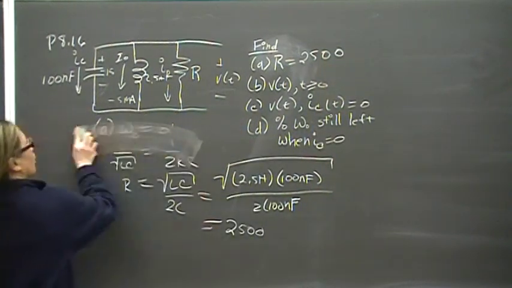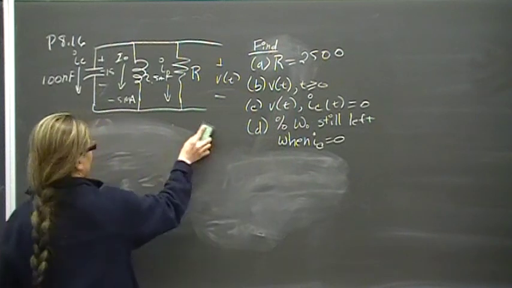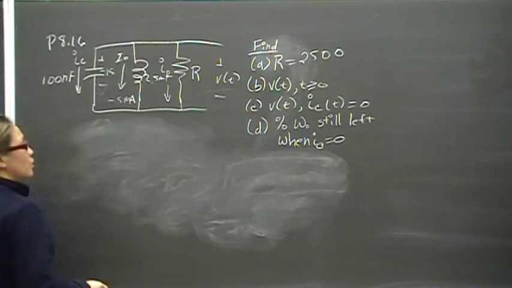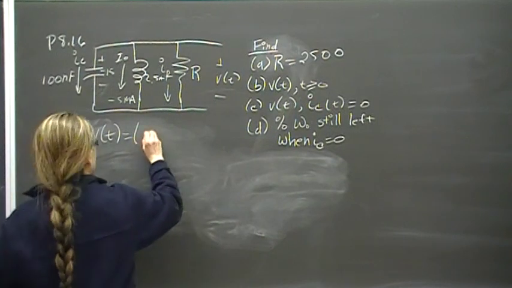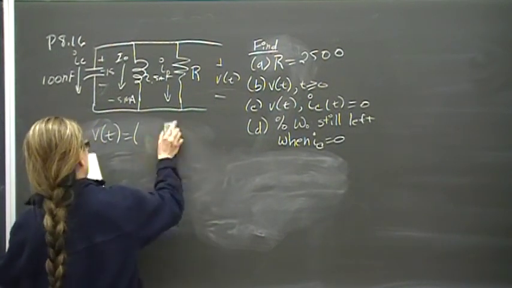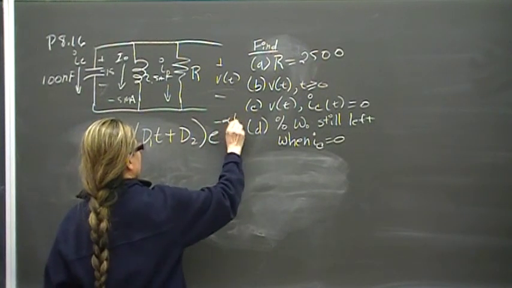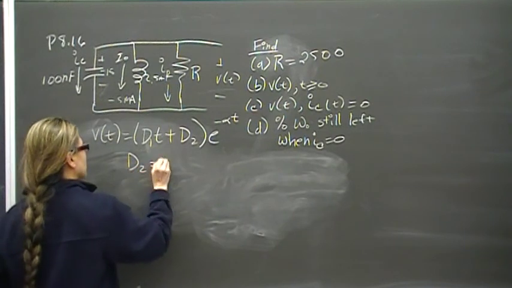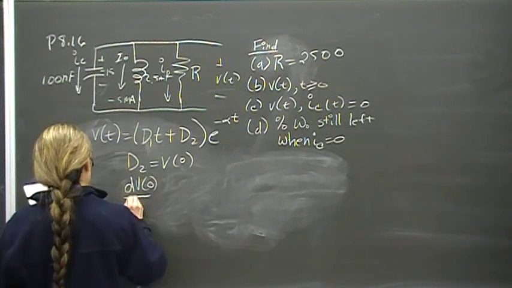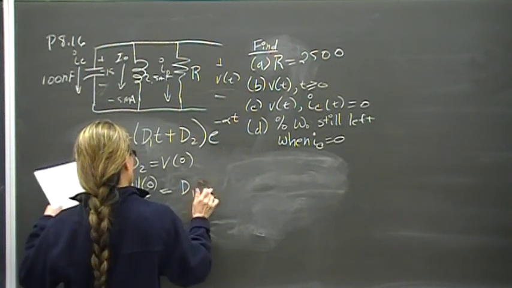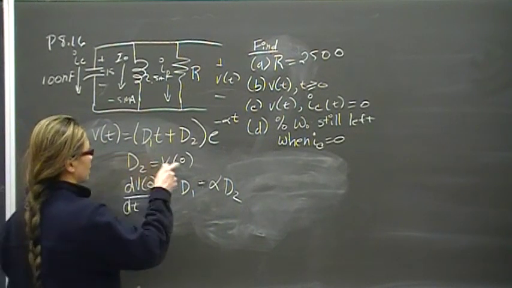Okay. Part B. So in Part B, we know that we have a critically damped response, which means that we know the general format of our general equation and the coefficients for it. So for critically damped, we have V of t is equal to D1t plus D2, e to the negative alpha t. Coefficient equations: D2 is equal to V of 0, and D1 is dV/dt plus alpha D2.